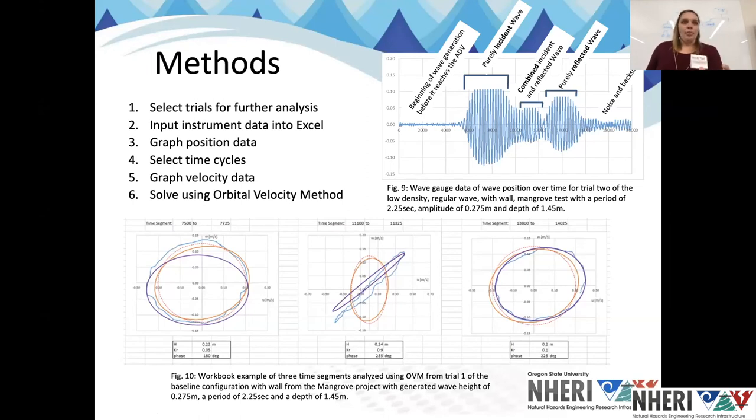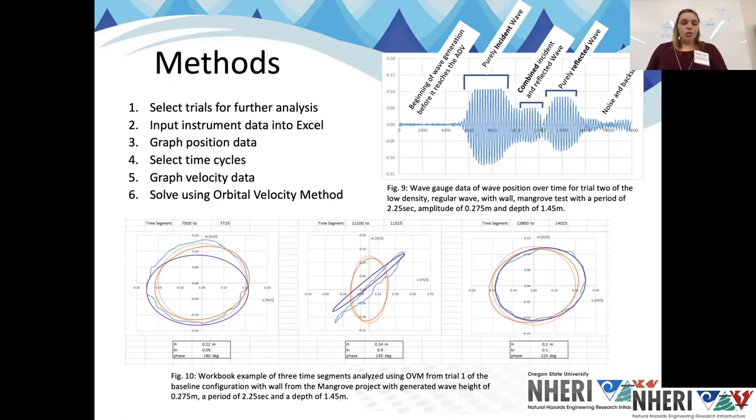is registering purely incident waves, a combined reflected and incident wave, and then purely reflected waves. And from there, we can pick a single wave cycle, which is the length of one period, from each of those, and test it and be able to apply that for that whole time segment. From there, we took the velocity data from the ADV for those specific time segments, and we graphed the horizontal and vertical velocity simultaneously, which is what you see down here on the bottom graph. These are the three time segments for one of those trials.